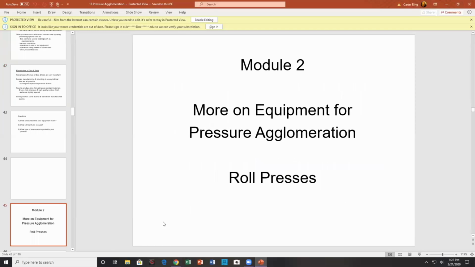Anyway, more on equipment, talking about roll presses. I'm going to take a quick break, whether you notice it or not, I'm not sure. Okay, let's talk more on equipment for pressure agglomeration. Okay, talk a little bit about roll presses.